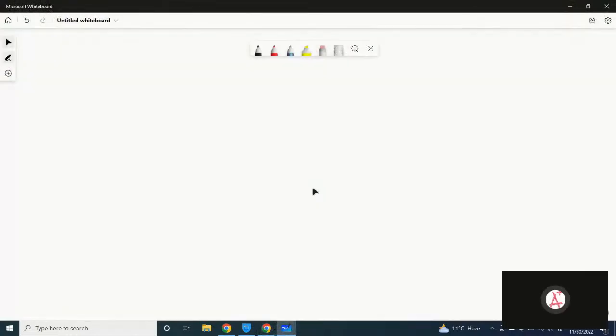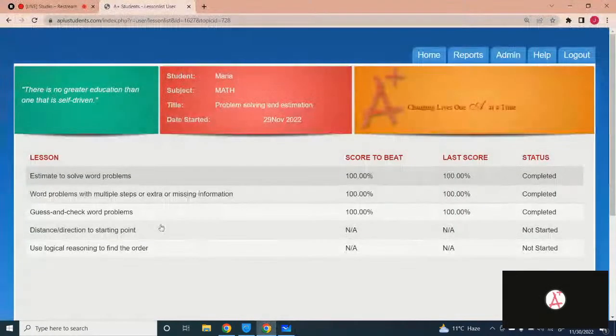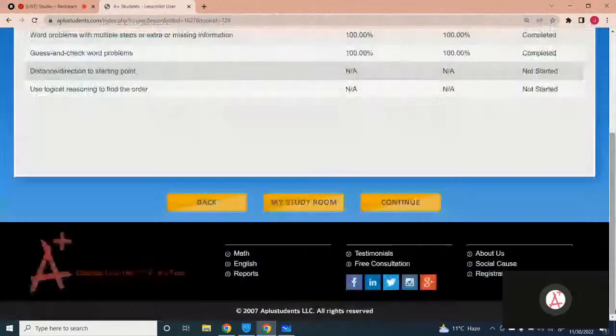The next lesson is distance and direction to the starting point. Let's start with the lesson. Here is the lesson, distance slash direction to the starting point.